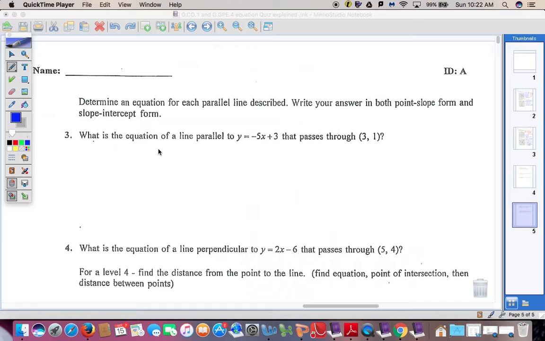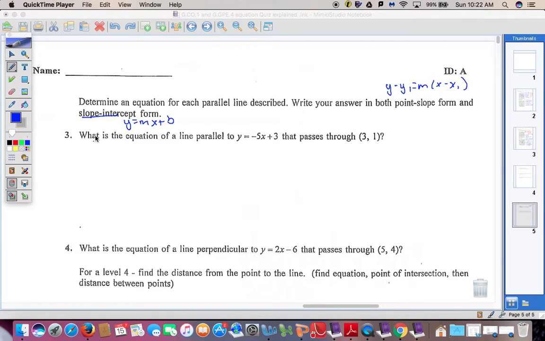If we look at this question here, we're asked to determine an equation for each parallel line described by writing both point-slope form and slope-intercept form. Point-slope form is of the equation y minus y1 equals m times x minus x1. That's your starting point. And slope-intercept form is y equals mx plus b. That's where the equation ends. So if you saw that and you got really confused, we've been doing that the entire time.